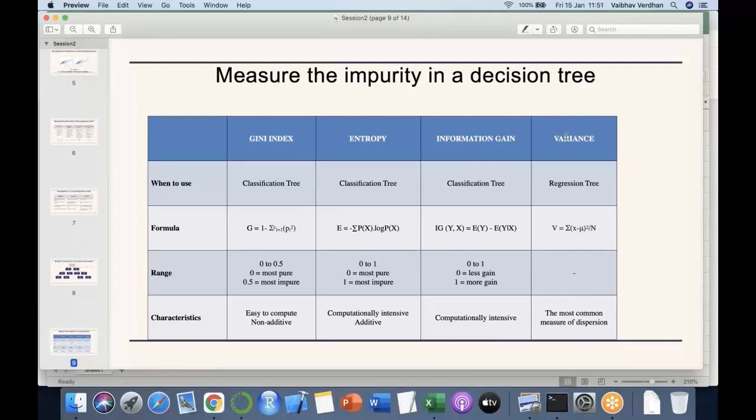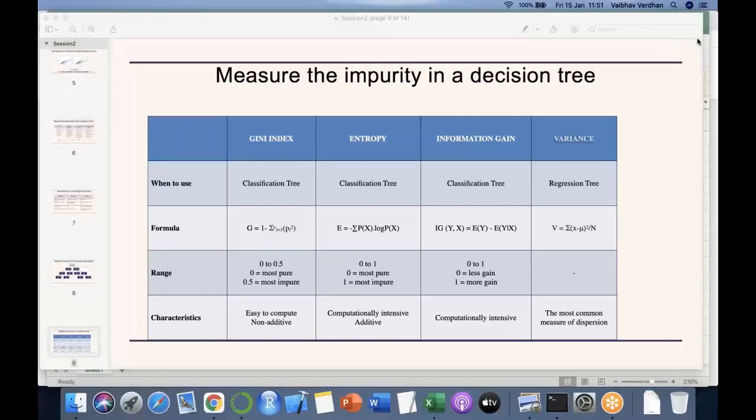So for regression problems, you can measure your impurity using variance, right? And the formula for that is very simple. You simply want to understand the variance, which is x minus mu. Mu is nothing but your mean, okay? And it is the most common measurement of your dispersion. Again, dispersion means how varied your data set is.